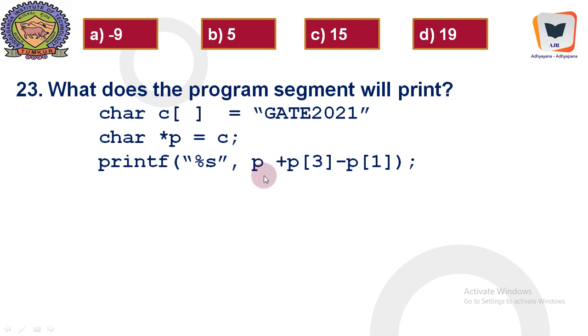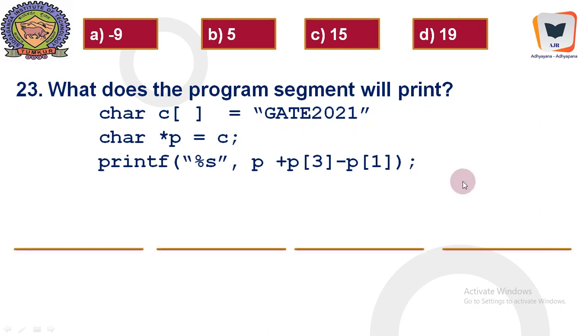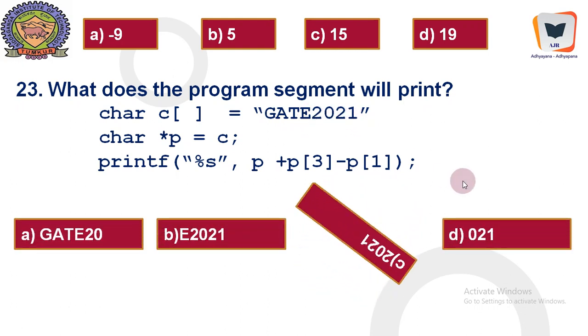Okay, therefore it becomes P plus 4. P plus 4 means the content of the fourth cell and onwards, because you are printing with percentages. The fourth cell is 0, 1, 2, 3, 4 and onwards. Therefore it is going to print 2021. Yeah, 2021 is the correct answer.